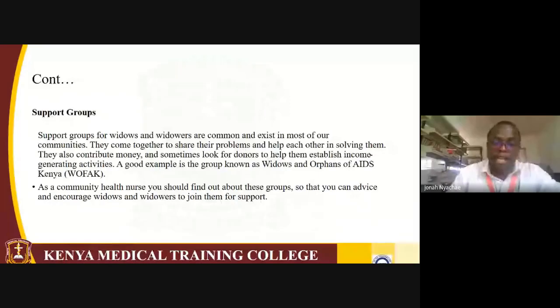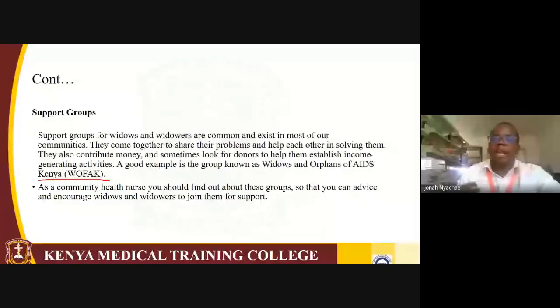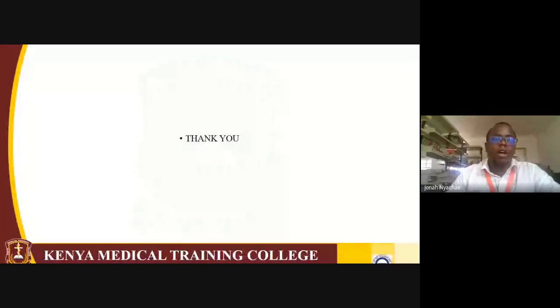We also have support groups that assist them, where, for example, we have the Widow and Orphan AIDS Kenya, WOFAK, which can provide help to this group, where they can share their problems, teach one another, and have that social support. So that marks the end of people with social needs.